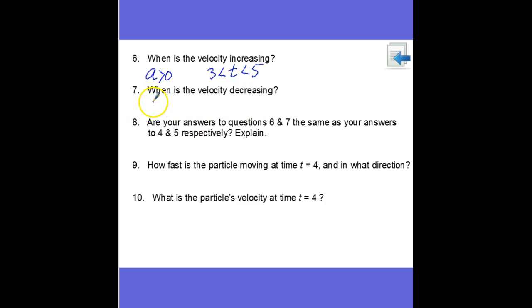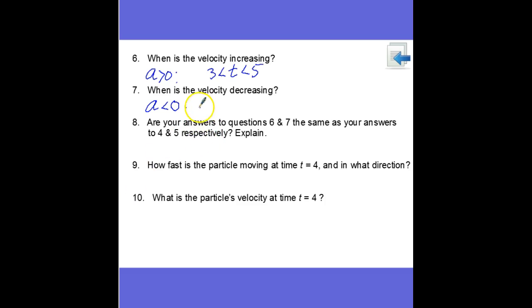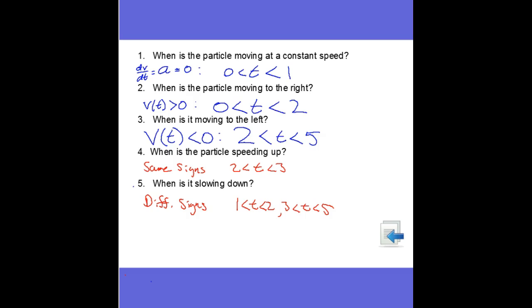Now they want to know, when is the velocity decreasing? Well, the velocity is going to be decreasing when the acceleration is negative. And I have a negative acceleration from 1 to 2, and again from 2 to 3. And it would be okay to say 1 is less than t is less than 3, because it is decreasing across that entire union of those two intervals. But maybe just to be specific, since they are different velocities, maybe we'll list them independently.